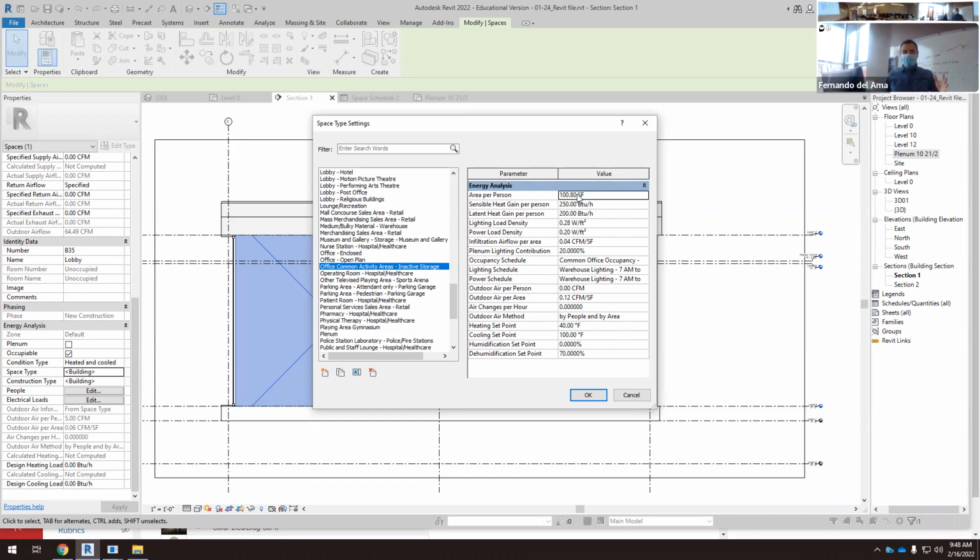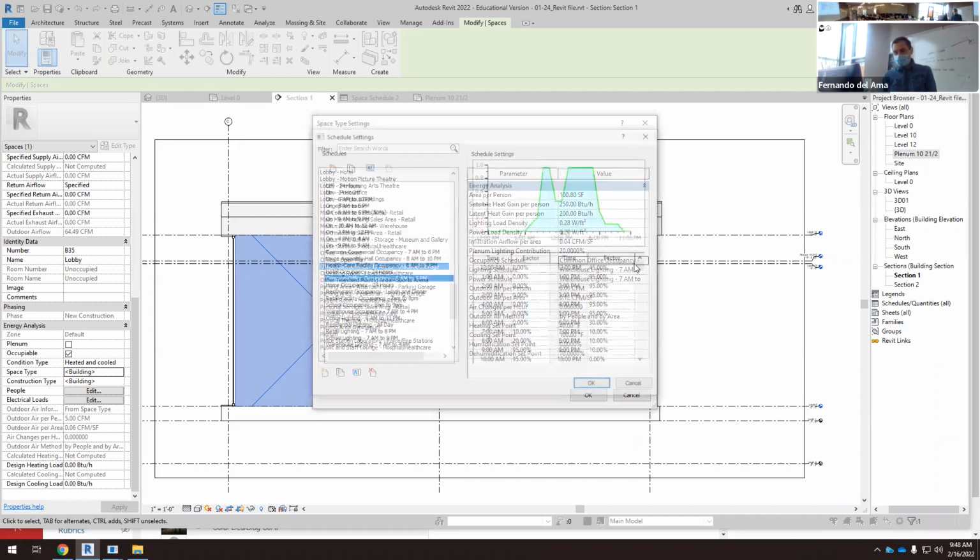The area per person, it sounded weird. I can change that, okay? But the rest of the parameters, infiltration, airflow per area. Wow. Infiltration, it's about the quality of the construction. The better the quality, the less the infiltration rate. Plenum lighting contribution. I don't know what that means. Occupancy schedule. So that's nice.